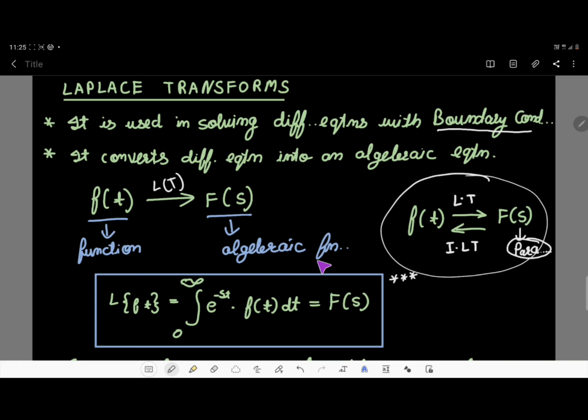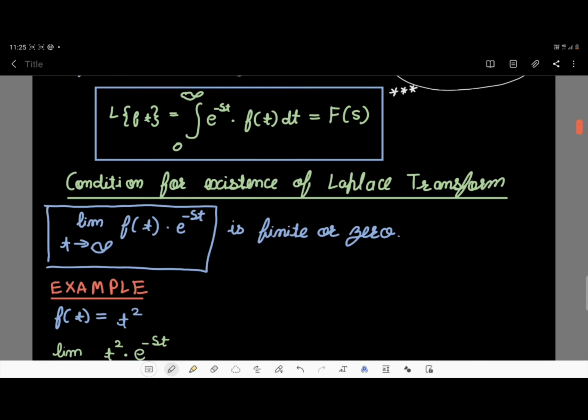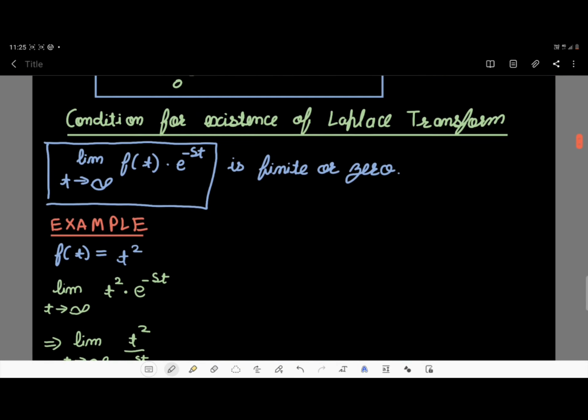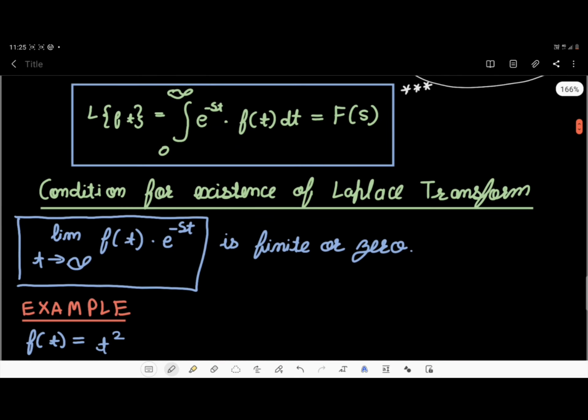Now comes this particular formula. This is the standard formula of Laplace transforms, so you need to remember it. The Laplace transform of f(t) is equal to the integral from 0 to infinity of e raised to power minus st into f(t) dt, equal to F(s). The exact use of this formula I will tell you after some time in this video only. Let's now see the condition for existence of the Laplace transform.